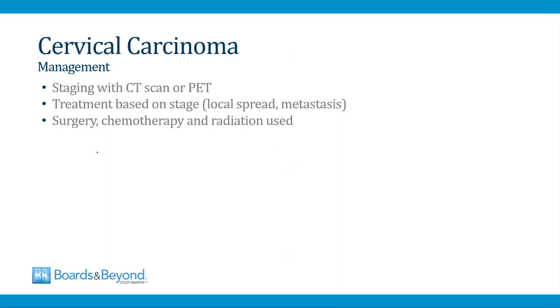If the biopsy or the conization shows evidence of cervical carcinoma, meaning malignant cells that have broken through the basement membrane, then the management begins with staging using CT scan or PET scanning to determine the spread of the tumor. The treatment is based on the stage of the tumor, which is determined by the amount of local spread and metastases, and the treatment can involve surgery, chemotherapy, or radiation.